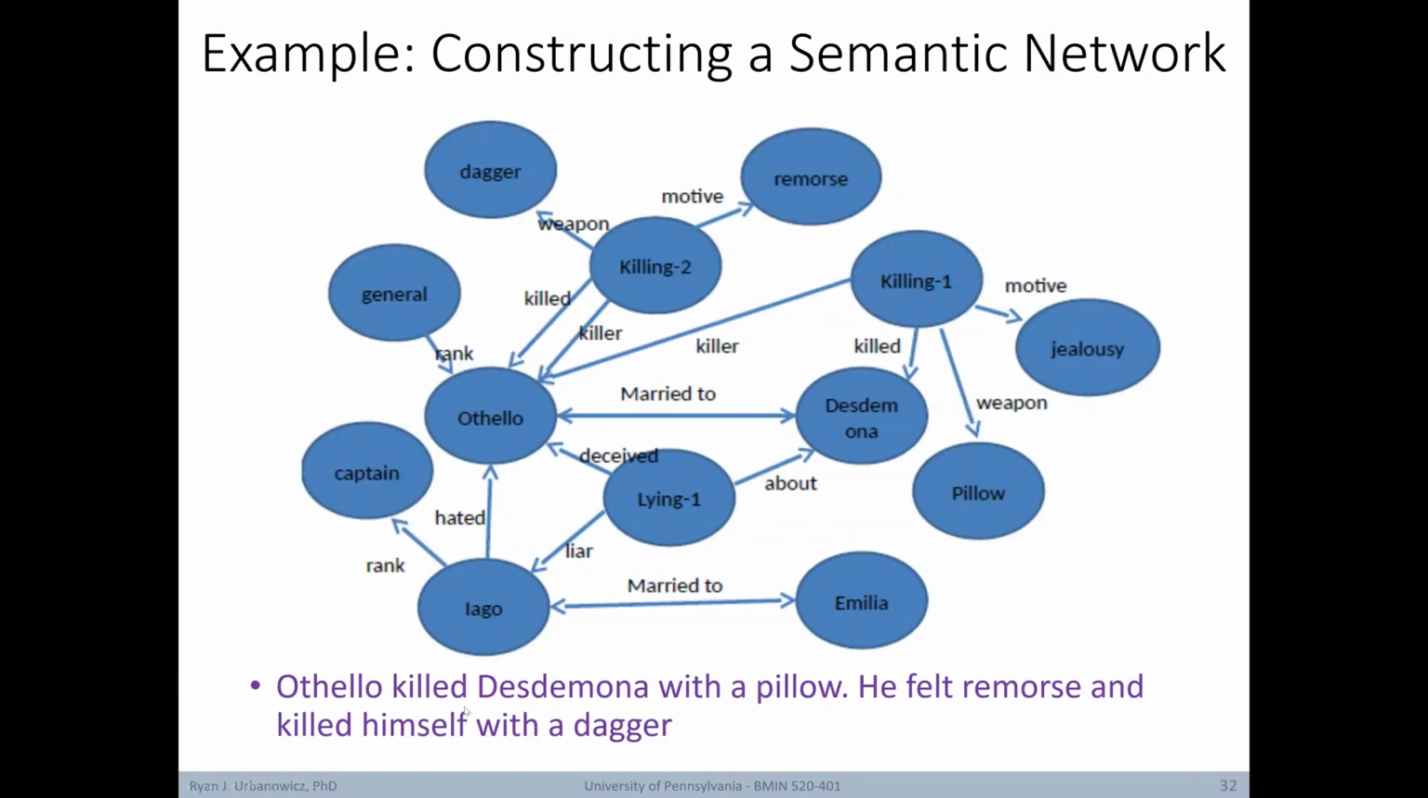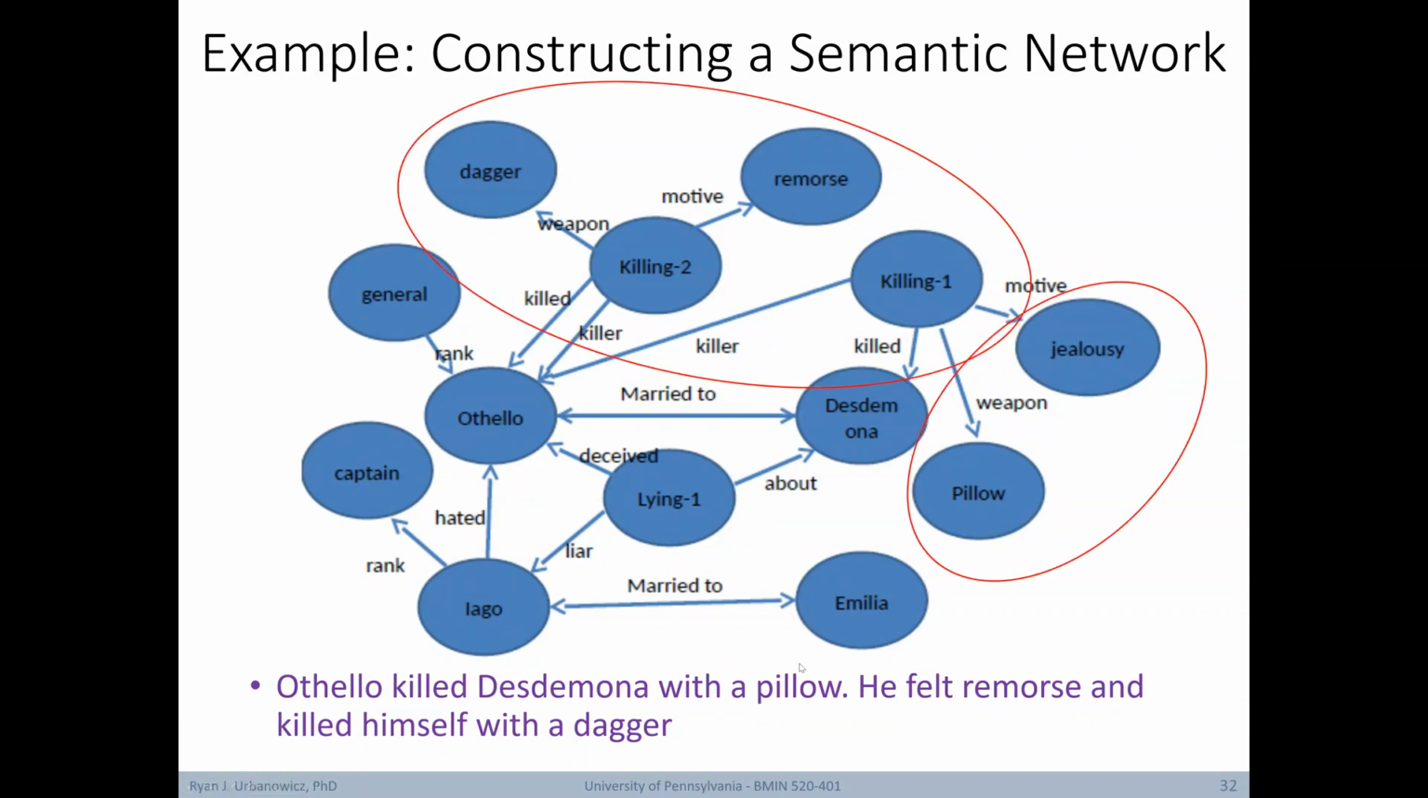Lastly, we add the sentence, Othello killed Desdemona with a pillow. He felt remorse and killed himself with a dagger. Here are the new parts. We see again that we need to use reification in order to add the relationship killing twice. In our first killing, we have the killer Othello, who killed Desdemona. The weapon used was a pillow, and the motive was jealousy. The second reification using killing, we have a weapon dagger, a motive remorse, and both the killer and the killed are the same person, Othello, because he committed suicide.